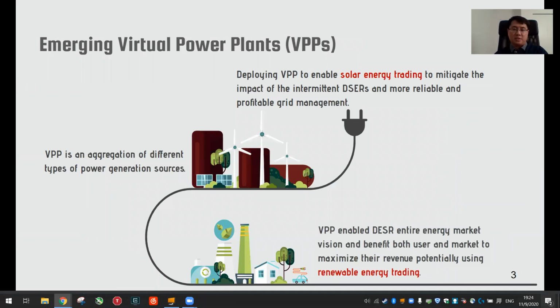To accommodate this solar penetration, recently there is a rising interest in using virtual power plant techniques to mitigate the impact of the intermittent distributed solar energy resources. So a VPP basically is a virtual aggregation of different energy resources, as you can see here in the graph, such as EVs, wind farms, rooftop solar arrays, and community sharing solar arrays. And this gives us a bigger vision for the entire energy market. It will potentially benefit both users and the market by maximizing their revenue through renewable energy trading.